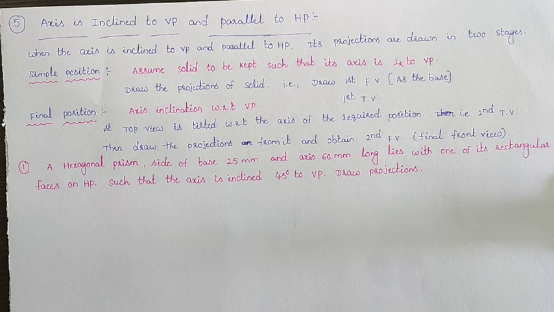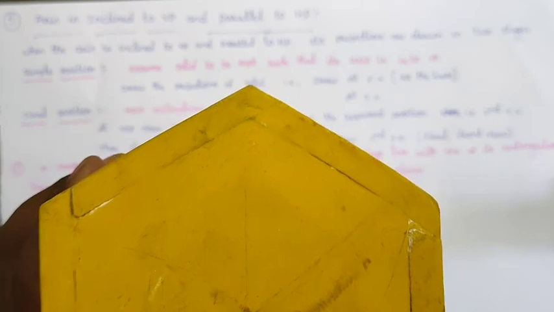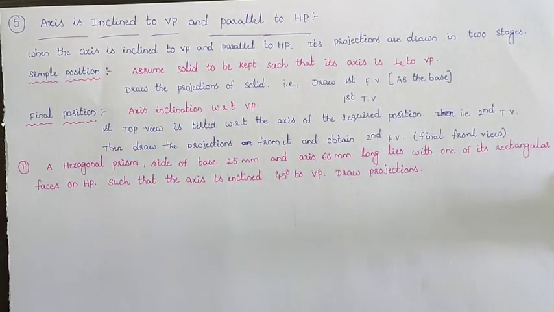So in this position, I am seeing one of the examples here: a hexagonal prism of side of base 25 mm and axis 60 mm long lies with one of its rectangular faces on the HP, such that the axis is inclined 45 degrees to the VP.